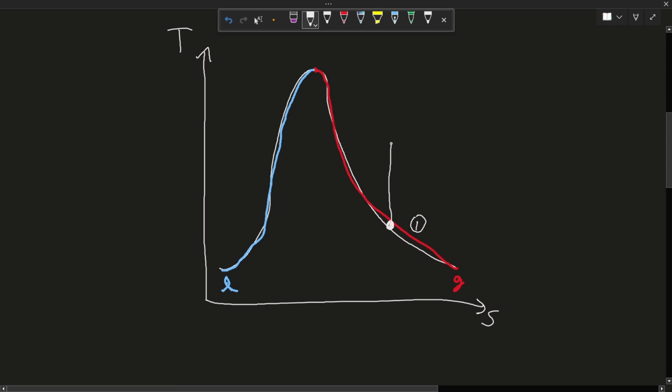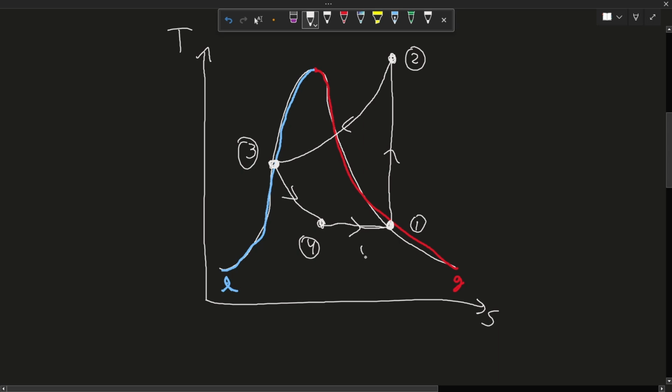Then it's going to go straight up. S1 and S2 are going to be the same. Then back down over here as a saturated liquid at step 3. Then at step 4, it's going to be somewhere around here, and it's going to maintain the same temperature, but it's just going to increase the entropy. That's it. That's the refrigeration cycle.